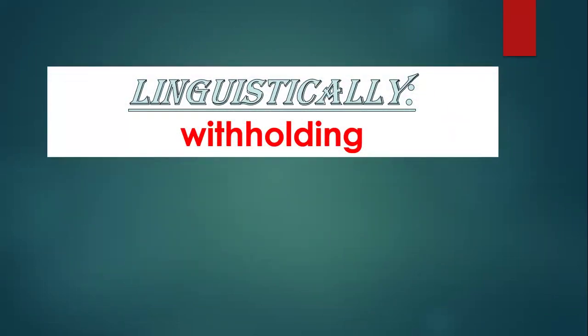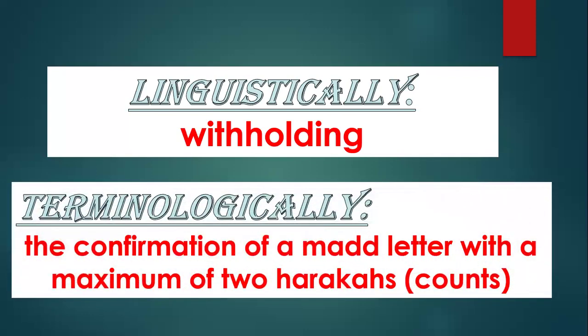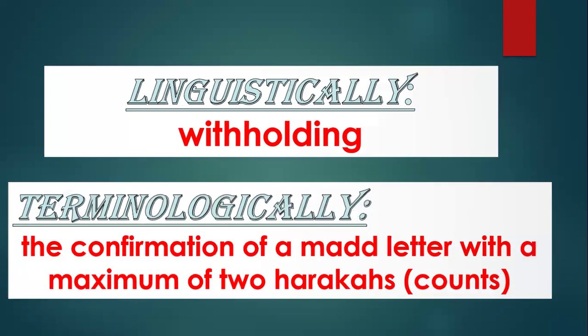قصر, linguistically withholding, terminologically the confirmation of a mad letter with a maximum of two haraka counted. Make a long sound with two beats only, two haraka only, that's قصر.